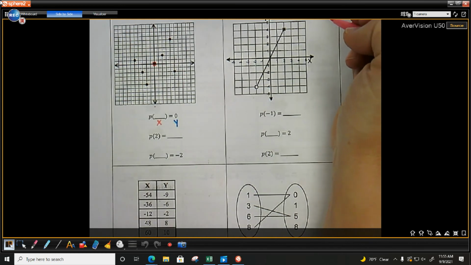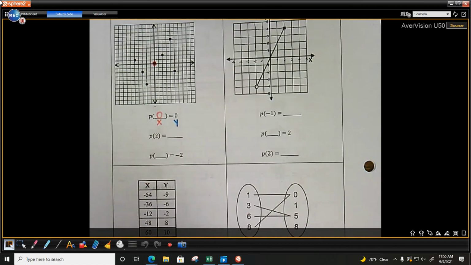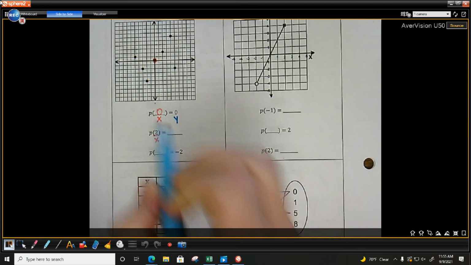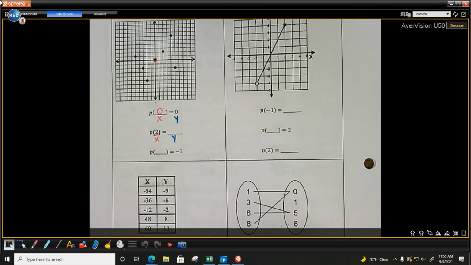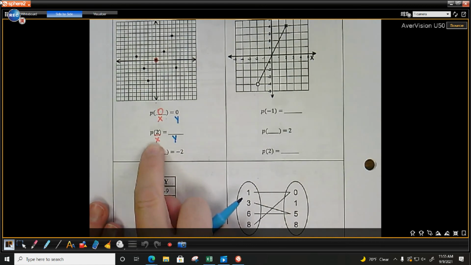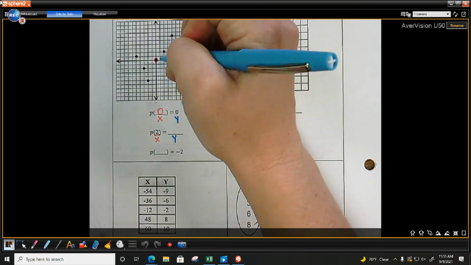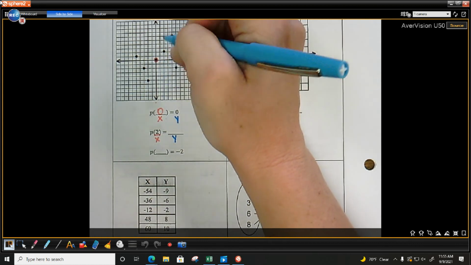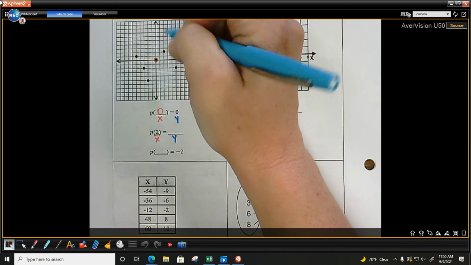Now I have an x value of 2 and I want to find its corresponding y value. So I'm going to go on the x-axis to 2. x, 1, 2. Is there any point that has that x value of 2? Right there. What's that point's y value? 2.